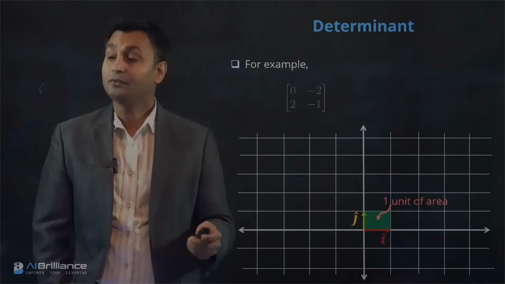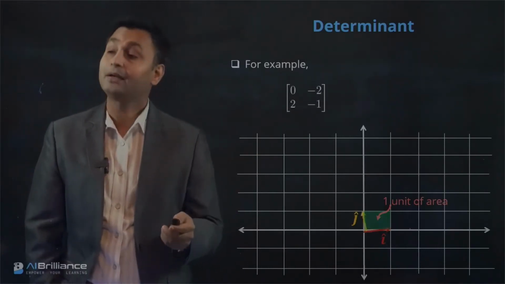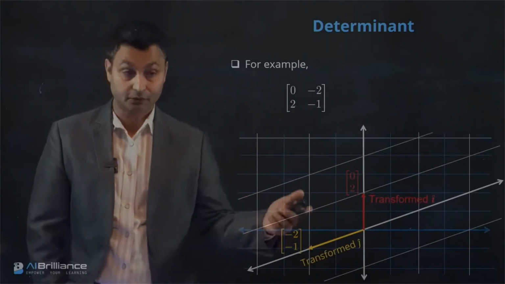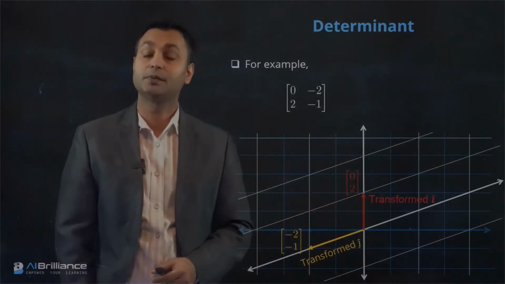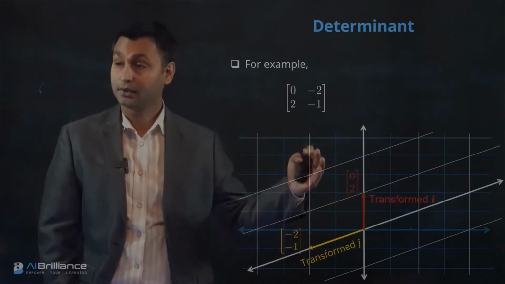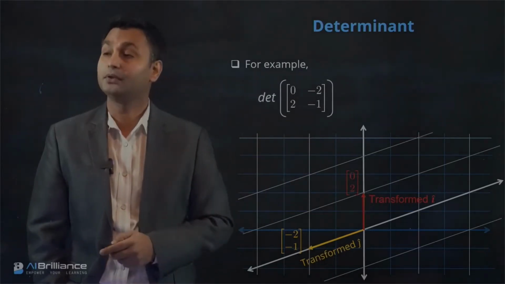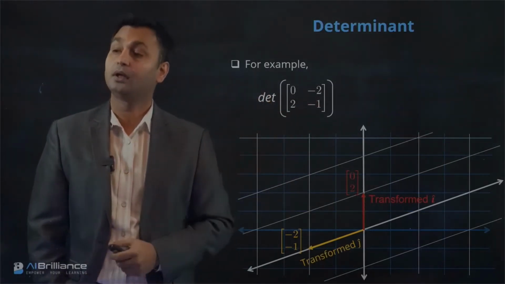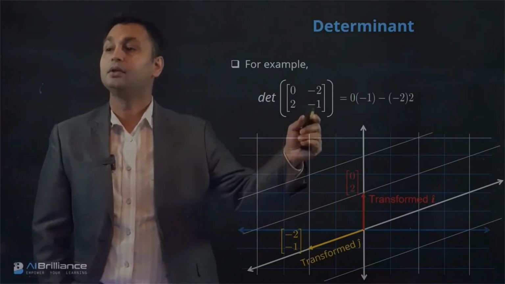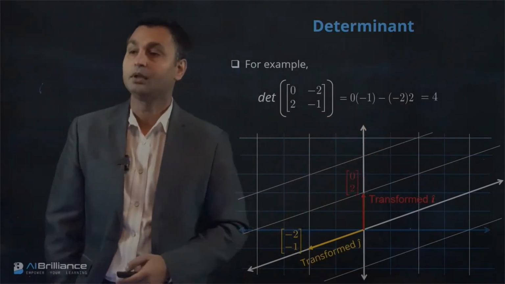Now when we take a matrix and do the transformation with this matrix, this is some example that we are following. This is the transformation that we have done to the unit vector i and the unit vector j in the previous grid. One of the things we can do is take the determinant of this matrix and compute its value as 0 times minus 1 minus 2 times 2, and this will come out to be a value of 4.